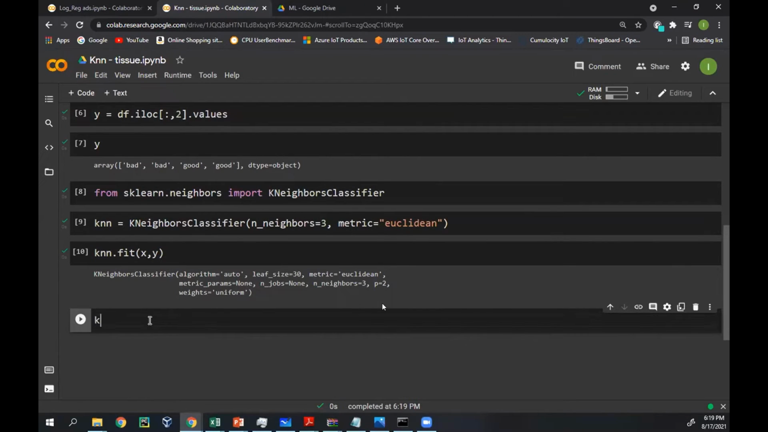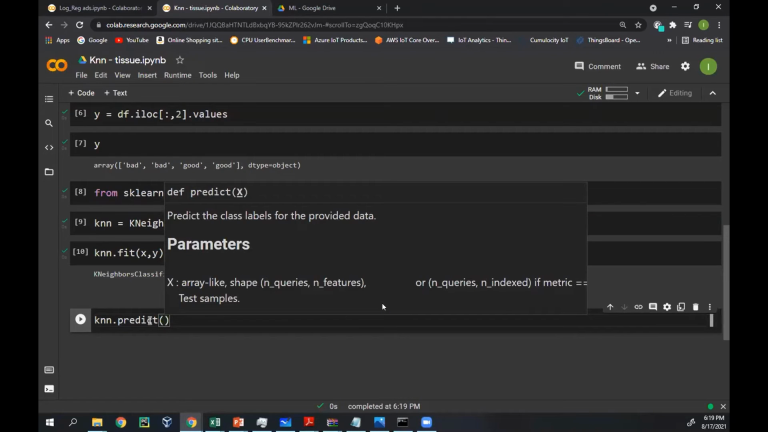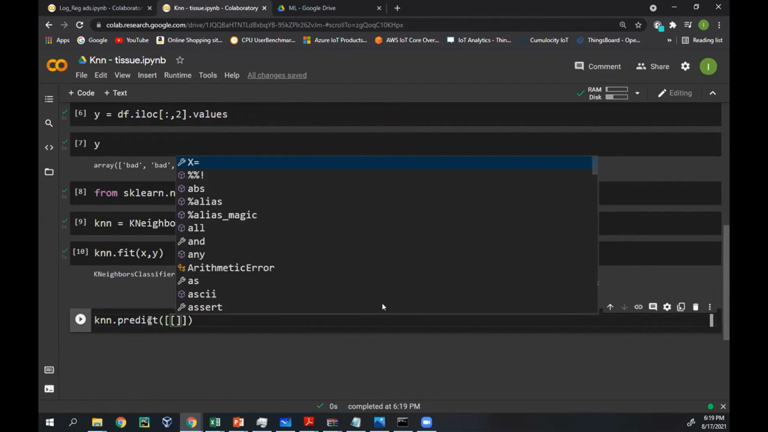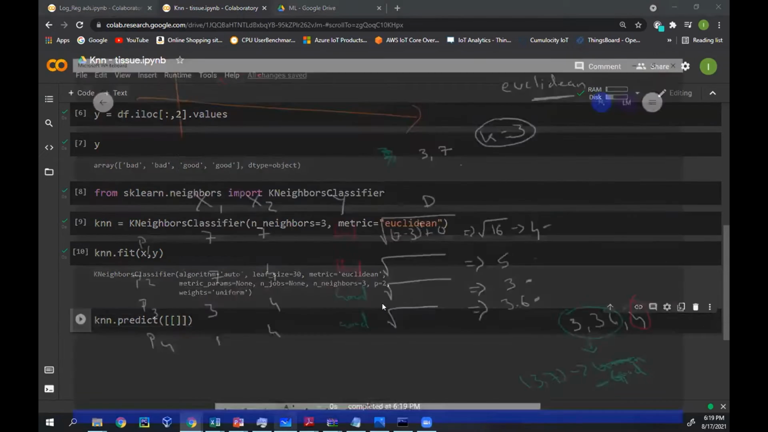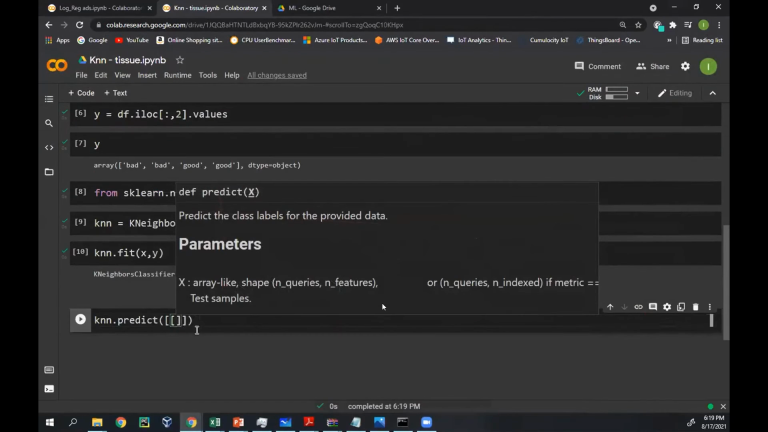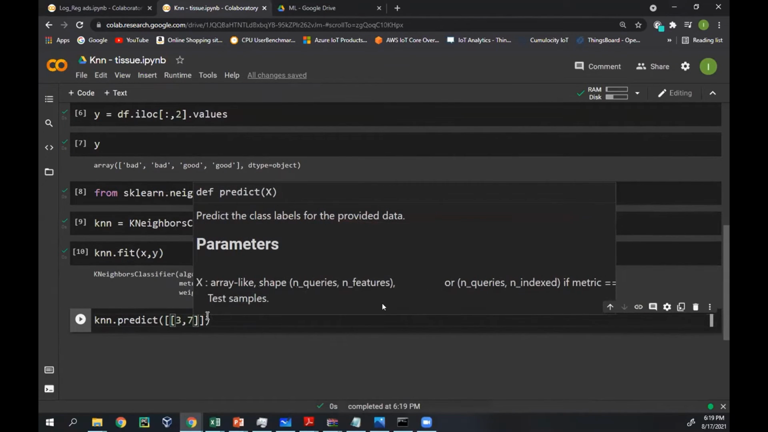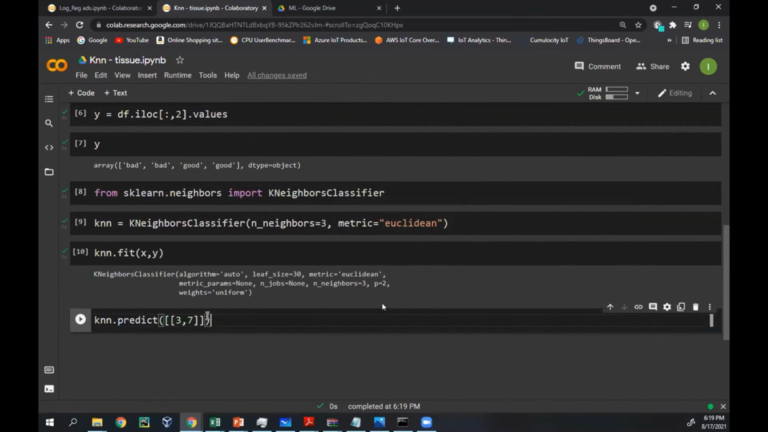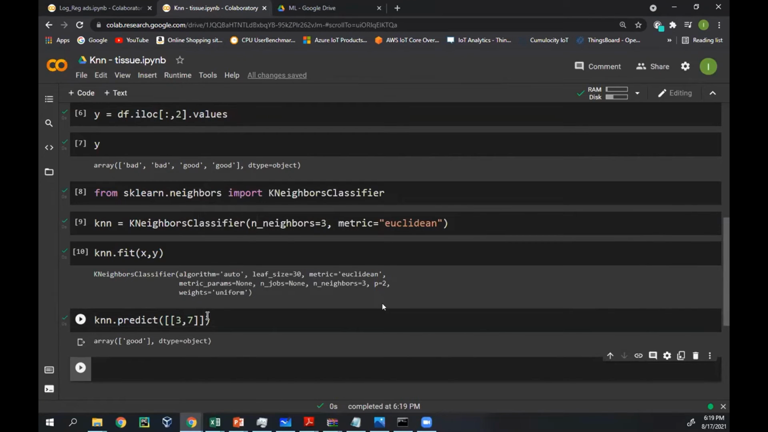We basically have to predict our data, right? So how do you predict the data? Same thing, knn.predict, and then we have to provide the x value. We don't have x_test here, but instead we have the tissue paper value. What was that value we were checking for, guys? It was 3,7. So you do knn.predict on 3,7. You run this, and now we are getting the result that the quality is good in this case. So that is what we are having with the data set.